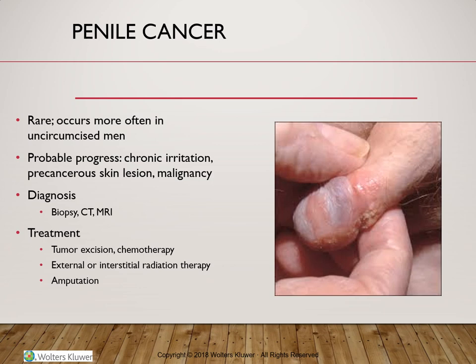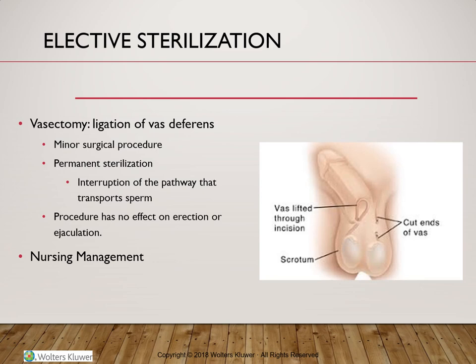Last thing in this presentation today will be the elective sterilization, or the vasectomy, which is a very minor surgical procedure that can be done in any physician's office or clinic. Throughout this procedure, we ligate the vas deferens. As a result, we have what is called a permanent sterilization, because the sperm cannot be transported from the testicles to the outside.